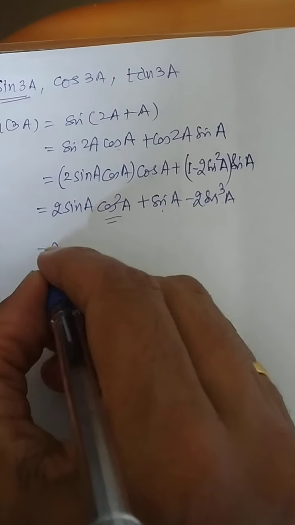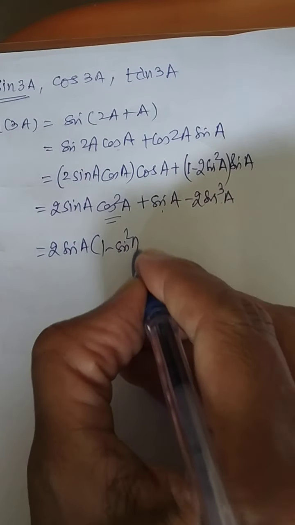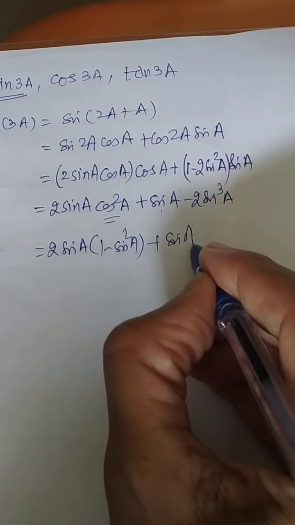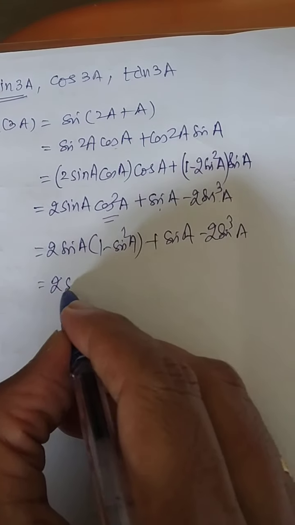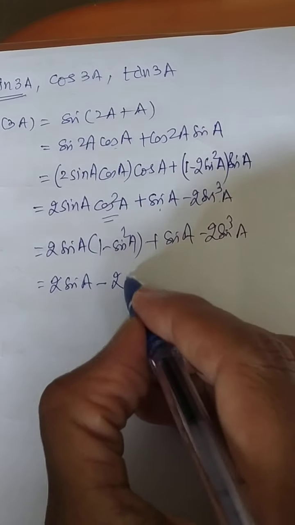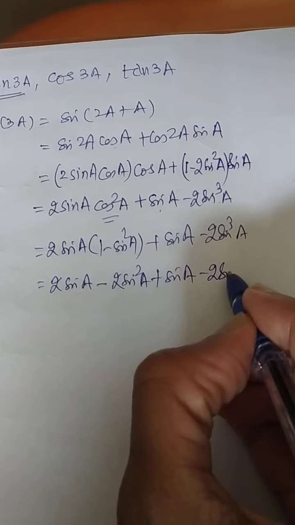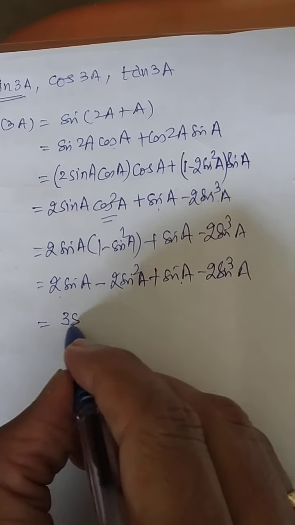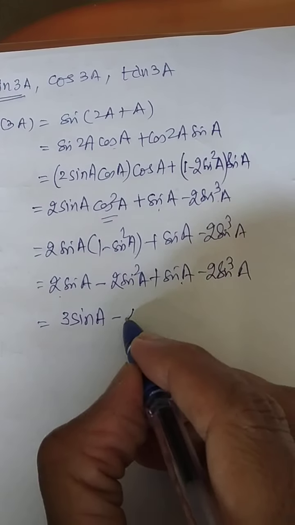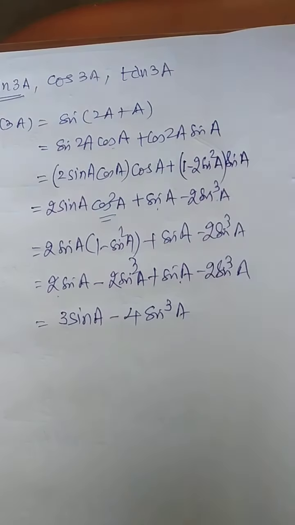Here sin, this is cos, I have to change it. It is 2 sin a times (1 minus sin square a), plus sin a, minus 2 sin cube a. It can be written as 2 sin a minus 2 sin cube a plus sin a minus 2 sin cube a. So this 2 plus this 1, it will be 3 sin a minus 4 sin cube a. This is also cube, it is multiplied.